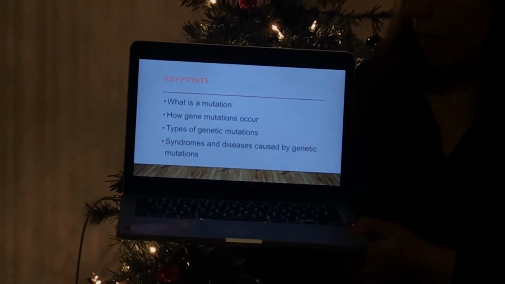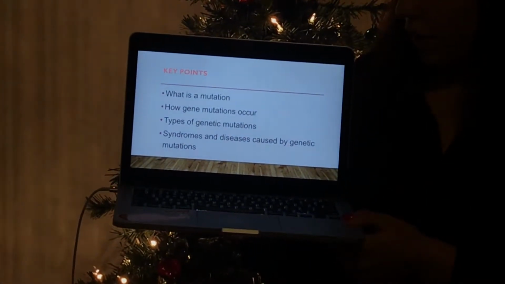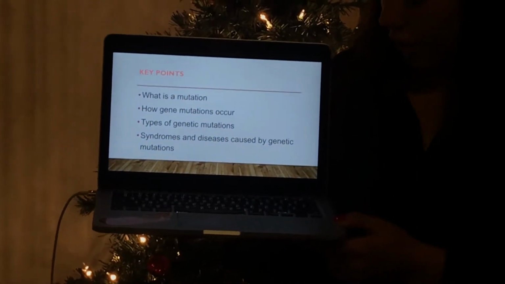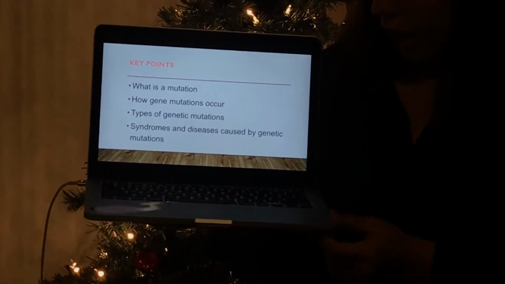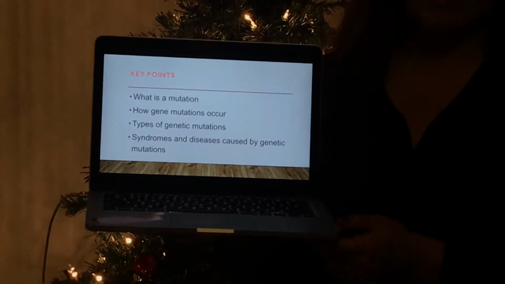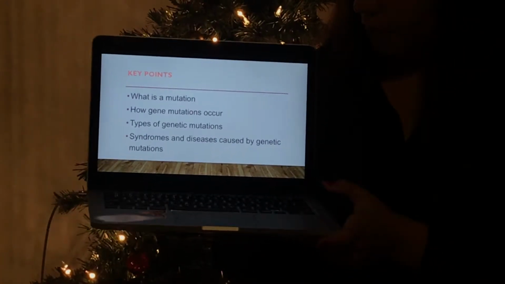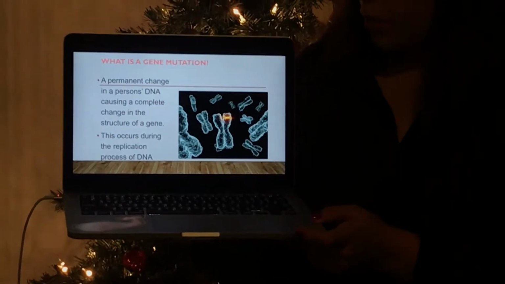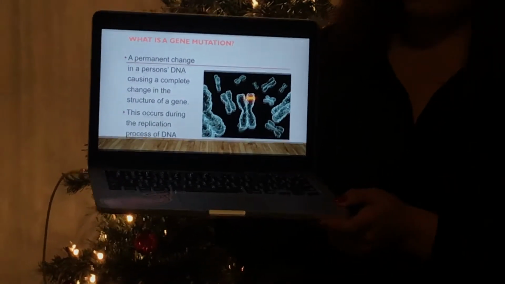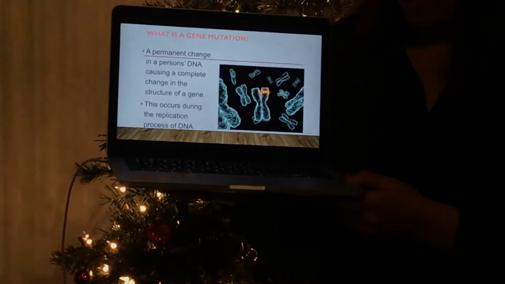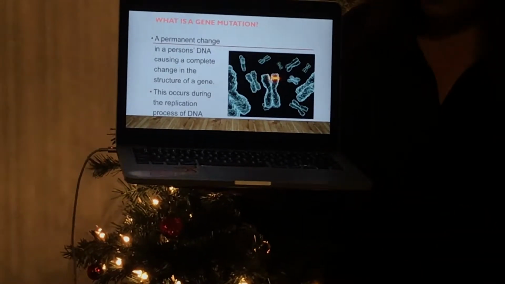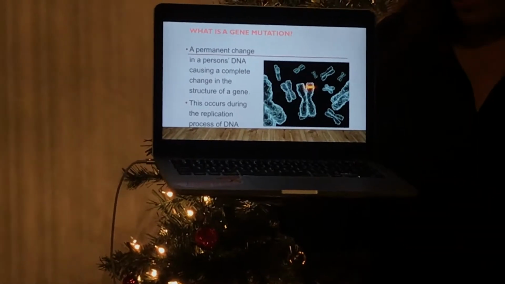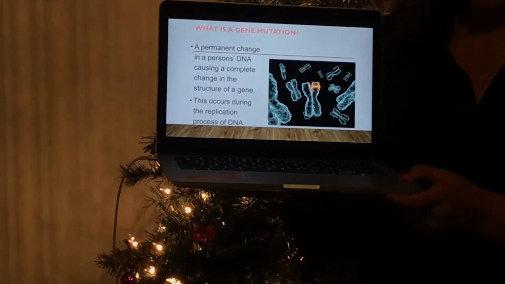Some of the key points that I will be talking about are what a genetic mutation is, how gene mutations occur, types of genetic mutations, and syndromes and diseases that can be caused by these mutations. So basically, a mutation in a gene is a permanent change in a person's DNA, and it is caused by a complete change of structure in the gene, and this can occur during the replication process of DNA.